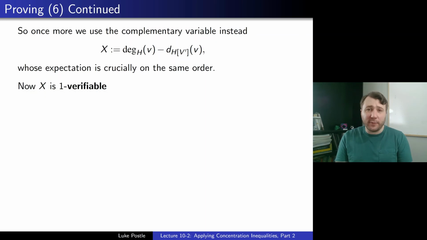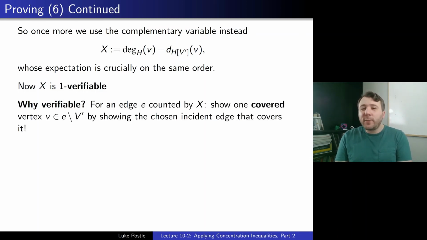It's one verifiable, right? So X is one verifiable. Why is it verifiable? Again, you might want to pause and think about it. Well, for an edge to be counted by X, one of its endpoints is covered. So we just pick one that's covered. We show one covered vertex V in E minus V prime, and we show that that one's covered by showing the chosen incident edge that covers it. So that's all we have to do. You just need one trial to show that an edge is overlapped by another edge. And so we're one verifiable, that's great.